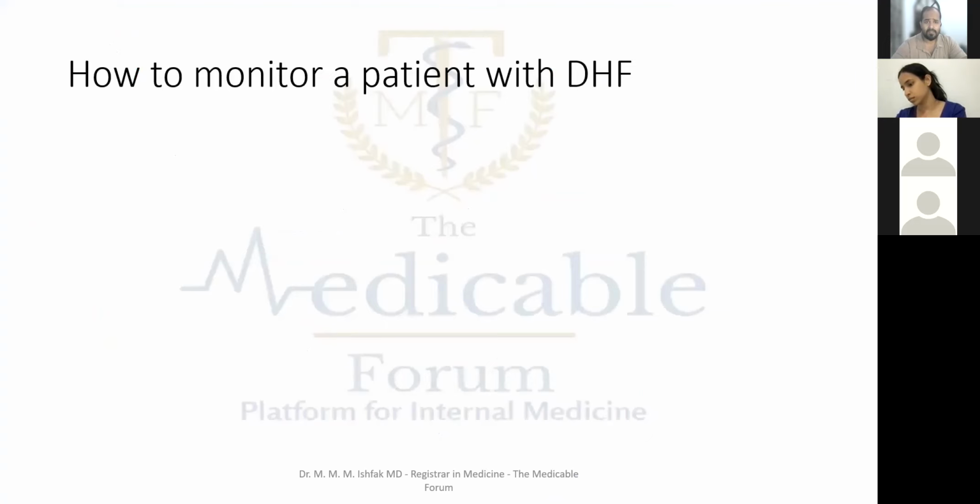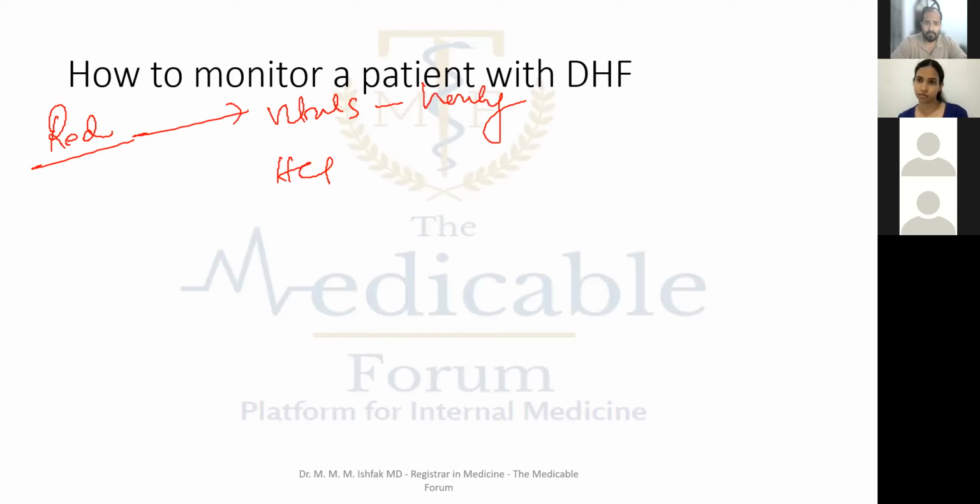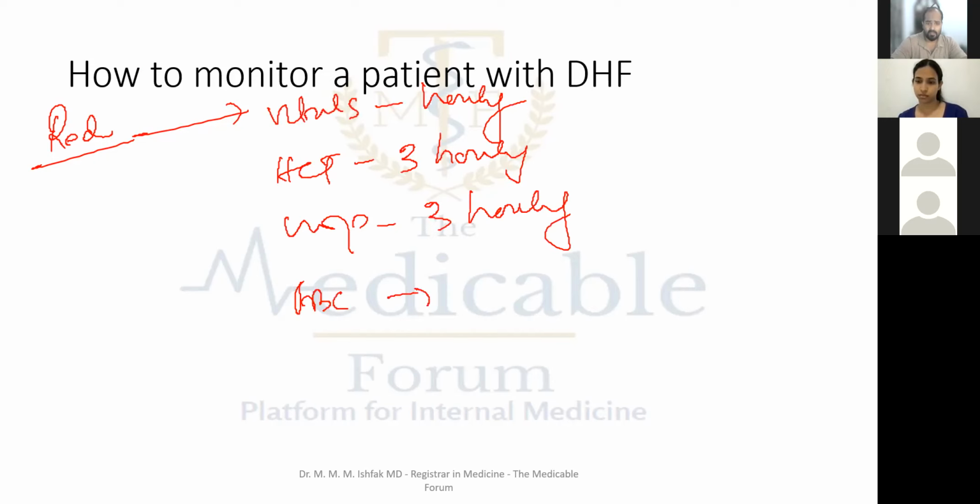So how to monitor a patient with DHF? Now I told you a patient with DHF should be on a red chart. Red chart, what are the things you monitor? The vitals are monitored hourly. Hematocrit is monitored 3 hourly. Urine output is monitored 3 hourly. Full blood count is monitored 12 hourly, twice a day. Remember, in the febrile phase, once a day is enough. In DHF, in the critical phase, you need to take full blood counts twice a day, right?